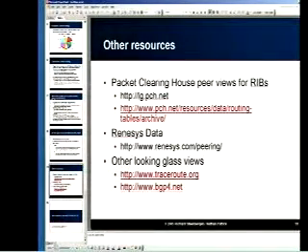So there's some other resources here for getting the views that you need. PCH runs a looking glass that has dumps of all the people that peer with them at major exchange points around the world. Some of the more closed peering people are not open to giving that data, so tough luck. But some people are. You know where to get it.